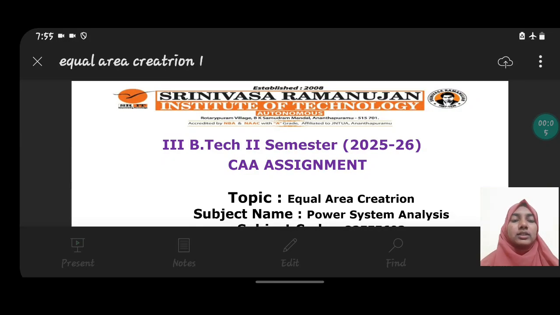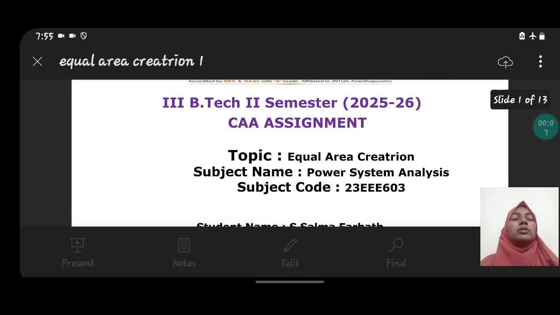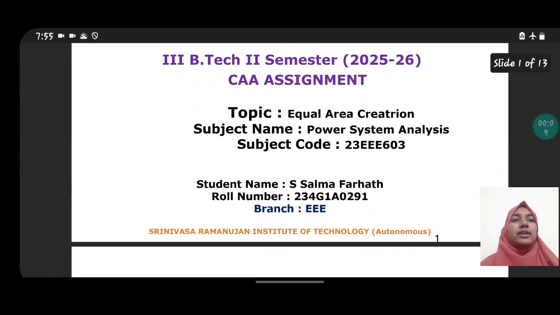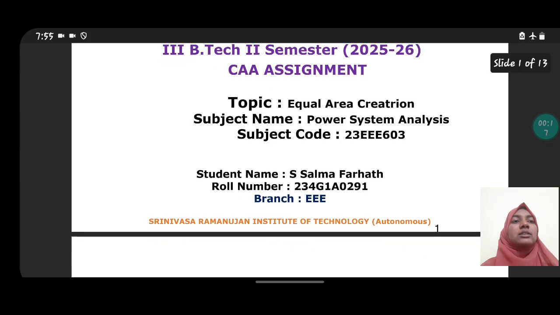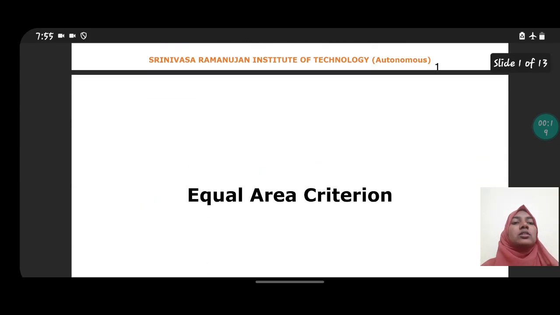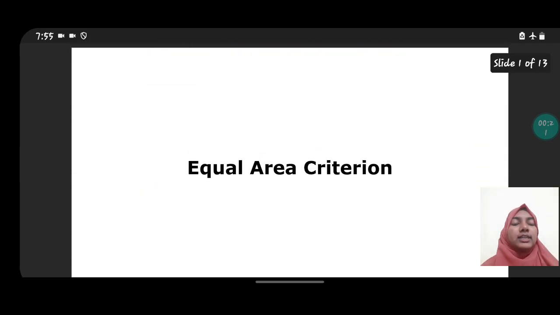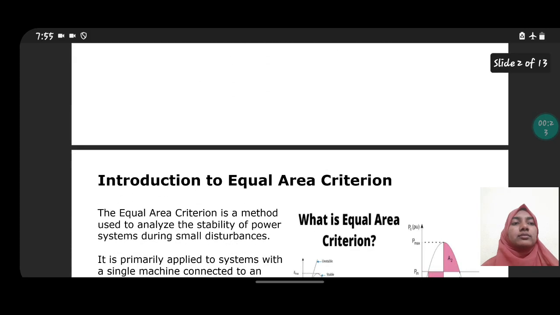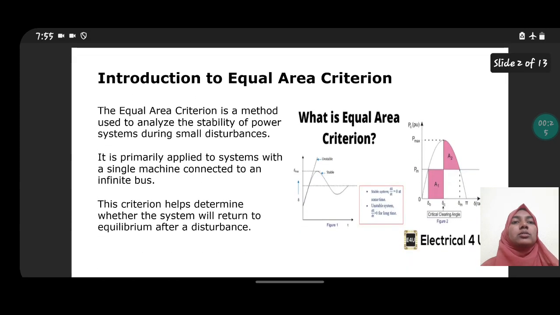Today I am going to give my CA assignment on equal area criterion. It is an important topic in power system analysis. So let us know what is equal area criterion. Introduction to equal area criterion.